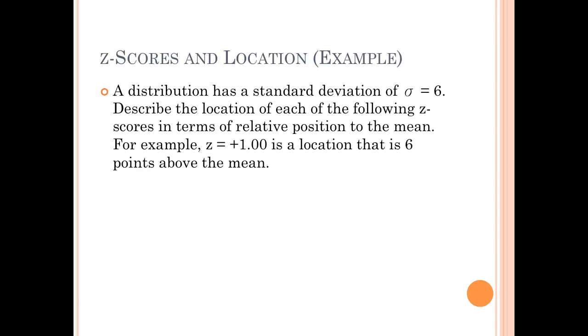A distribution has a standard deviation of 6. Describe the location of each of the following z-scores in terms of relative position to the mean. For example, +1 is a location that is 6 points above the mean.